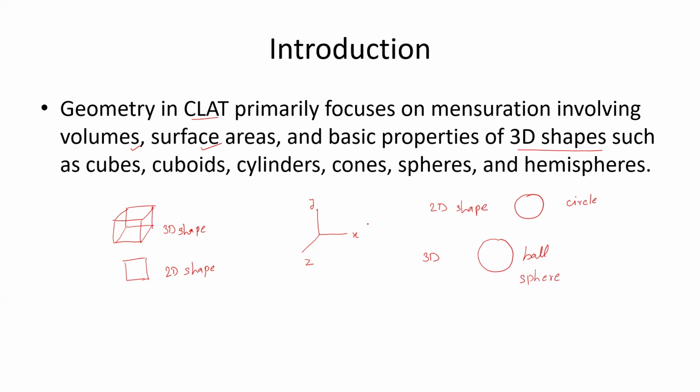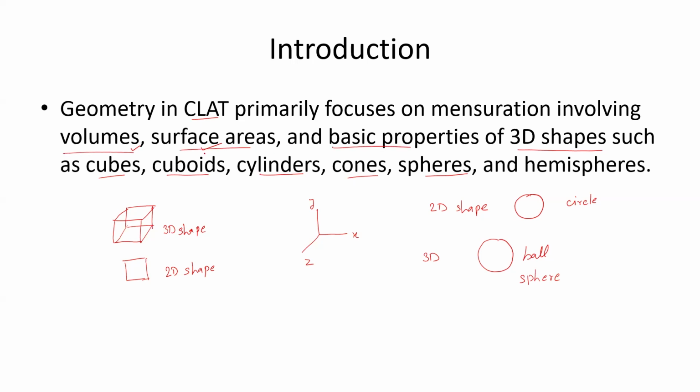Okay. So I hope you got some idea. 3D shapes such as cubes, cuboids, cylinders, cones, spheres and hemispheres. I will be telling you all these shapes, don't worry about it, and what is meant by volume, surface area and other basic properties. But this is the introduction. So basically in CLAT, you can expect problems where, given a shape and some dimensions of the shape, you have to calculate the volume, the surface area of the shape or other basic properties.